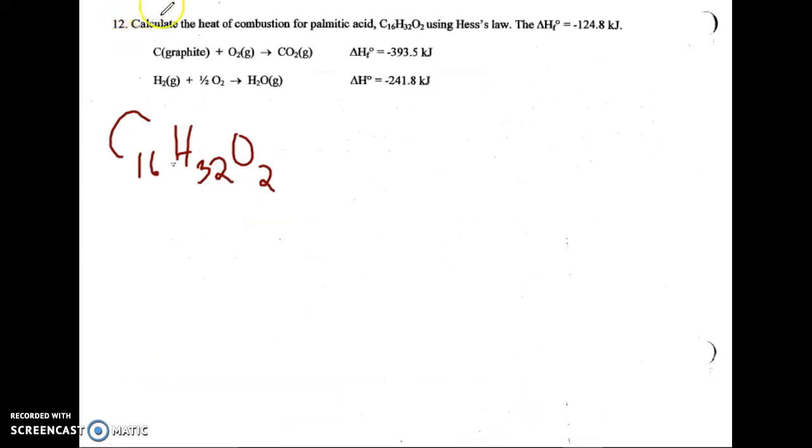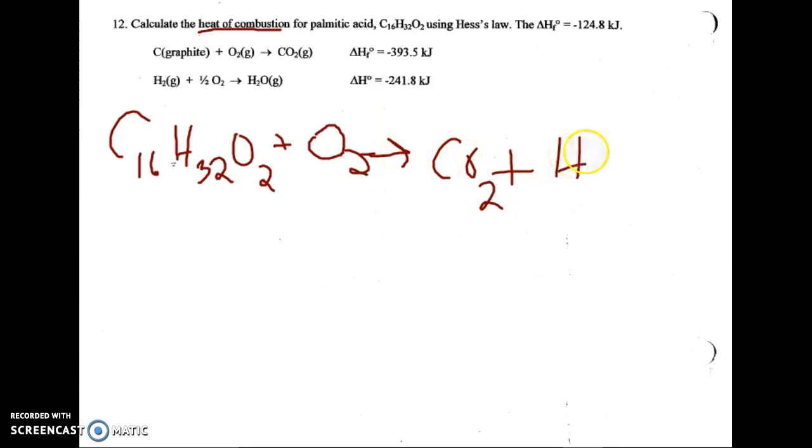The next sample question we have is calculate the heat of combustion for palmitic acid using Hess's law. The heat of formation for that is negative 124.8 kilojoules. So we have 2 equations here that we need to deal with. Heat of combustion means we need to burn it, so we're going to have plus O2 yields CO2 plus water. That's our target equation.